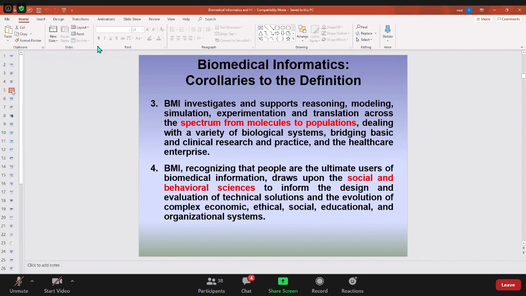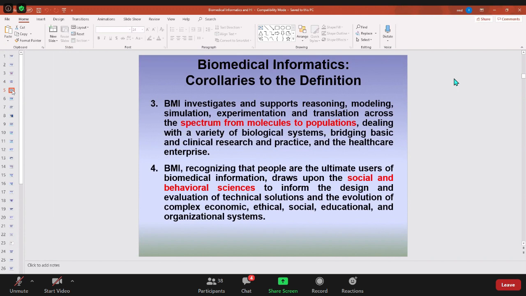Base compared to, like, in bioinformatics. So BMI investigates and supports reasoning, modeling, simulation, experimentation, and translation across the spectrum from molecules to population. So in biomedical informatics, they are looking not only at the molecular level, but at the whole population, per se, dealing with a variety of biological systems, bridging basic and clinical research and practice, and the healthcare enterprise.